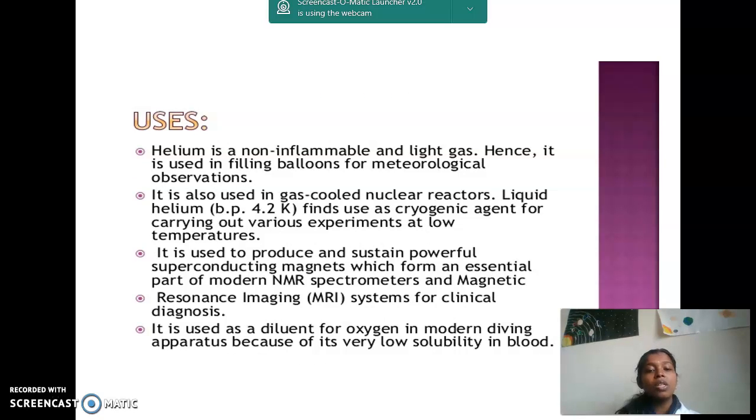Coming to the uses of these noble gases. Helium is a very light gas, so it is used in filling balloons. It is also used in gas-cooled nuclear reactors. It is used to produce and sustain powerful superconducting magnets, which form an essential part of modern NMR spectrometers and magnetic resonance imaging systems for clinical diagnosis. It is also used as a diluent for oxygen in modern diving apparatus because of its low solubility in blood.